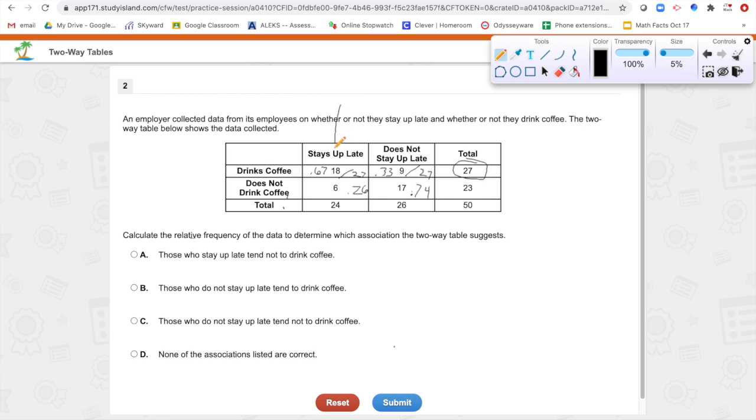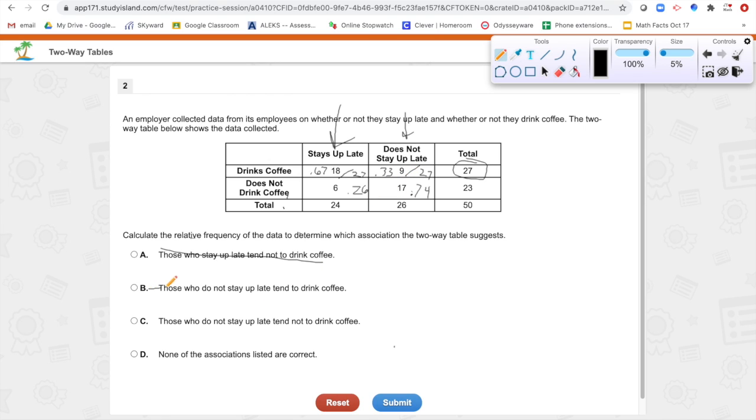Alright, looking at the questions here. So those who stay up late, it says they tend not to drink coffee, and that's 6 compared to 18. That's definitely not the answer there. The next one, those who do not stay up late. So we look at those that do not stay up late. That column says they tend to drink coffee.